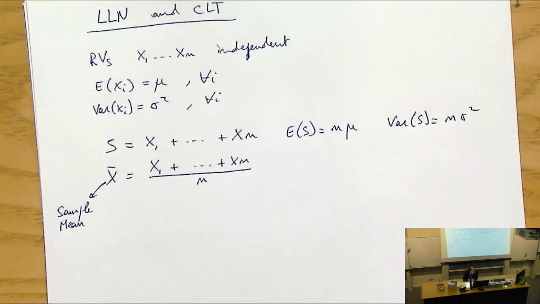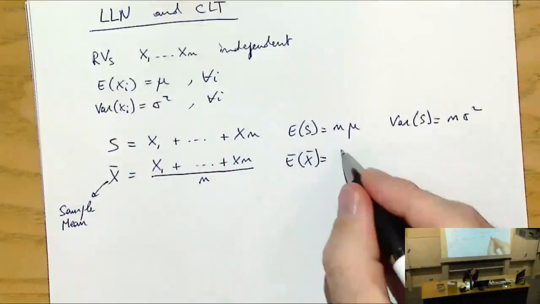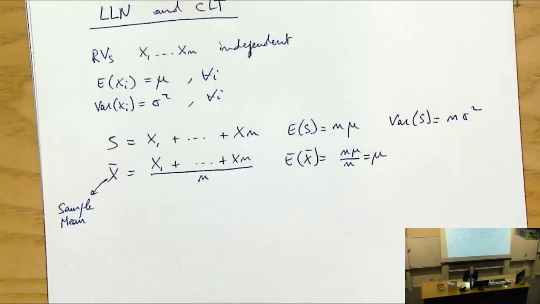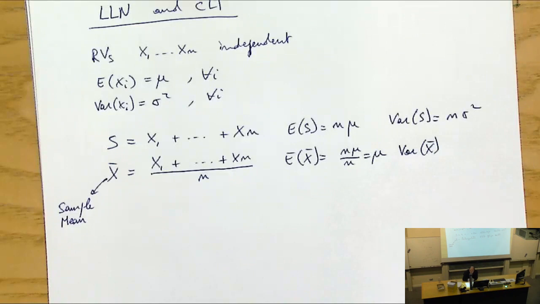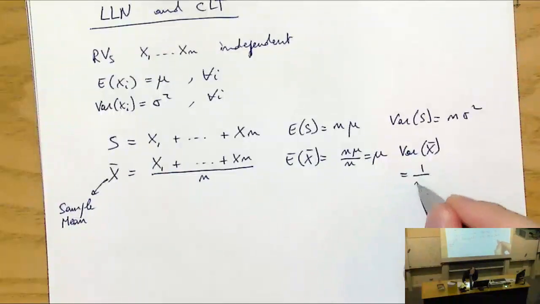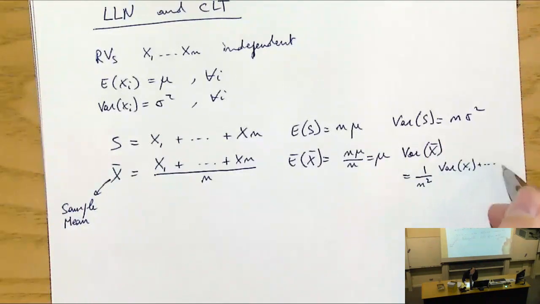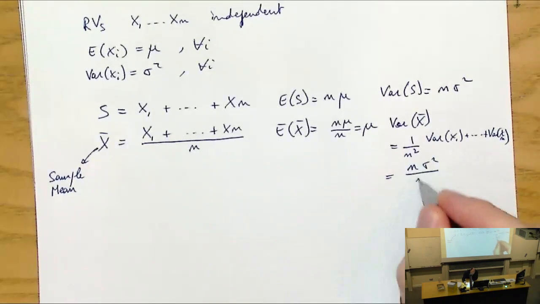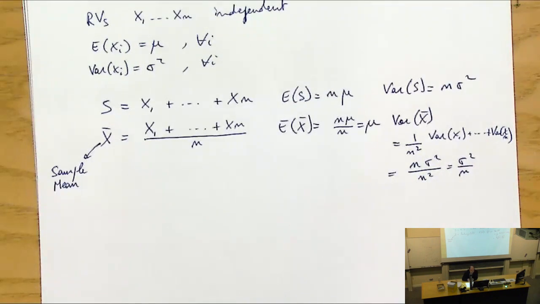Yes, because they're all independent. Right? Expectation of x bar, this is again n mu divided by n, that's equal to mu. So I hope we all follow here. And the variance of x bar, this will be 1 over n squared times variance of x1 all the way to variance of xn. Right, so that's equal to n sigma square divided by n squared. This is sigma square over n. All good?